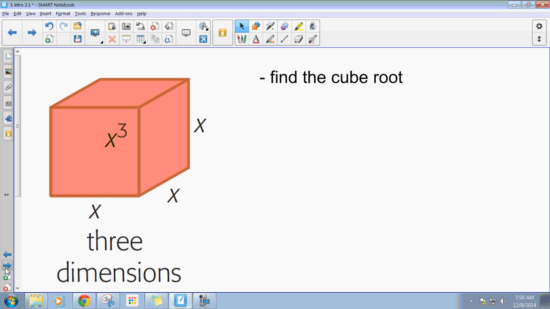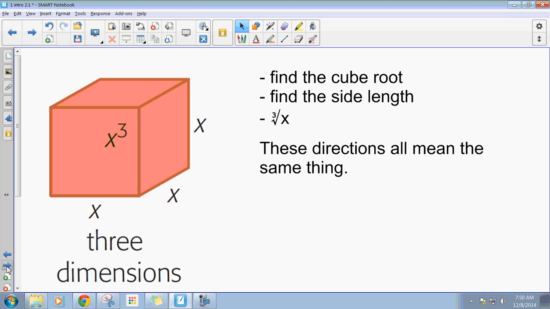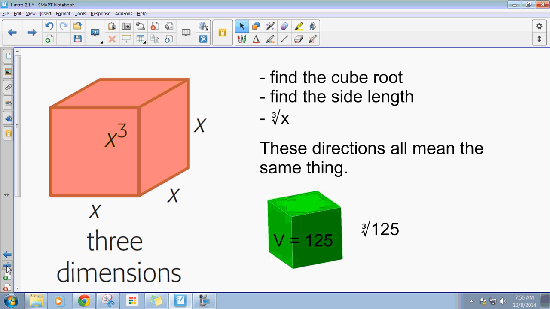Let's go in the other direction. What if they ask you to find the cube root? That's the same thing as giving you the volume and asking you to find the side length, or the cube root of x. This little 3 means they want the cube root, not the square root. These directions all mean the same thing. Visually, they might give you the volume of 125 and ask you to find the side length. Or they might ask you to find the cube root of 125, which is the same thing as the cube root of 5 times 5 times 5. Those are the factors. And our answer is 5.